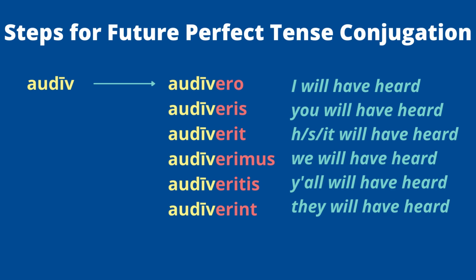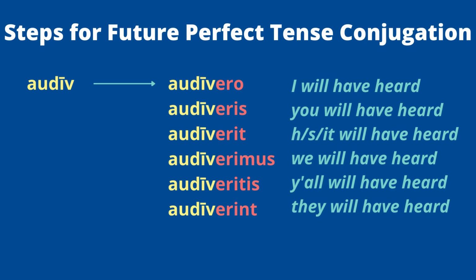Auditeris means you will have heard. Then you have audiverit, erimus, eritis, erint. You're saying he, she, it will have heard, we will have heard, you all will have heard, and they will have heard, right? It's pretty straightforward, and it's almost identical to pluperfect tense, right? Which is why we usually put these two tenses together in chapters and textbooks. They're pretty easy to understand when you put them together.